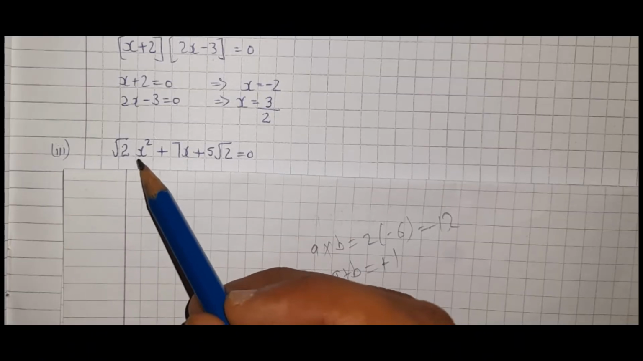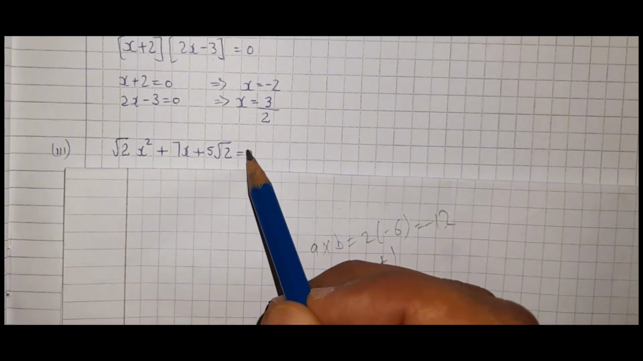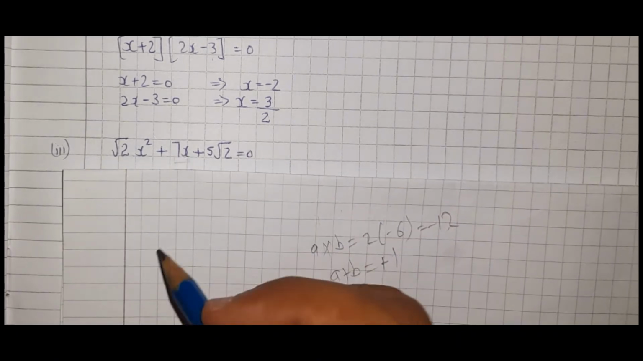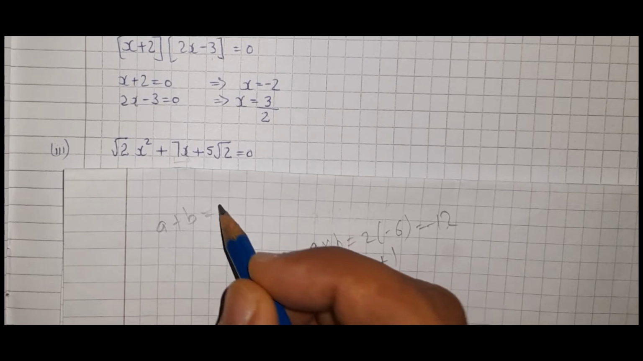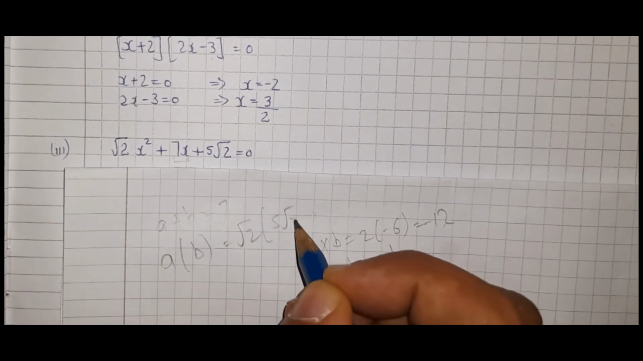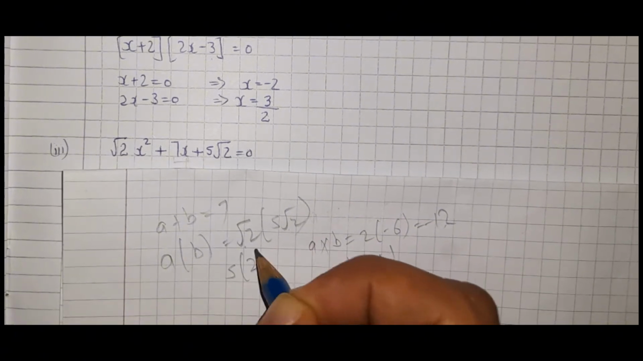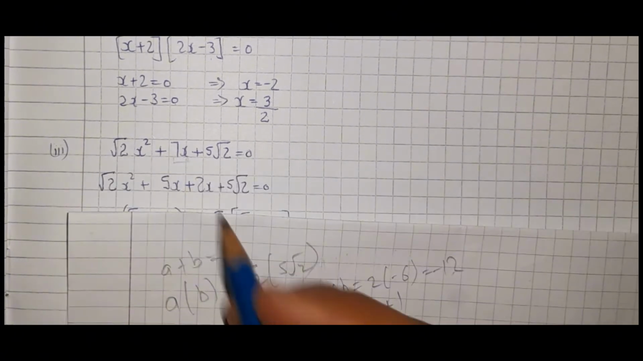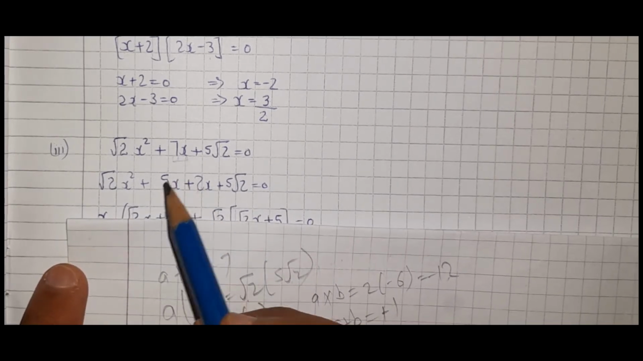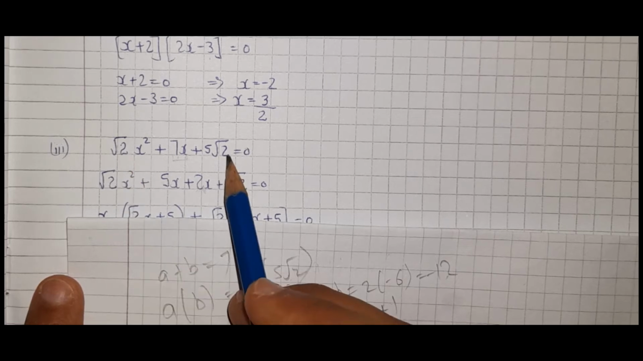Third part, root 2 x squared plus 7x plus 5 root 2 equals 0. Here we need to find two numbers such that after their addition we will have 7, and after their multiplication we will have the product of the first and the last term. So after the multiplication of the first and last term we will have 10. So 5 and 2 are the two numbers such that after adding them we get 7, and after their multiplication we have 10, that is the product of the first and the last term.